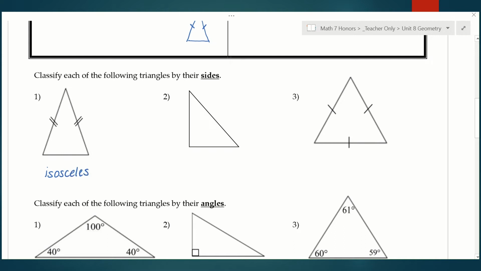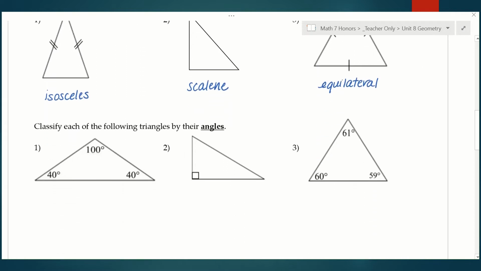In number two, we see no marks on the triangle. So we're going to assume that means that all of the sides are different, and that would mean it is scalene. And in number three, we can see that all of the sides are equal based on the marks, and so we're going to say that that is equilateral.